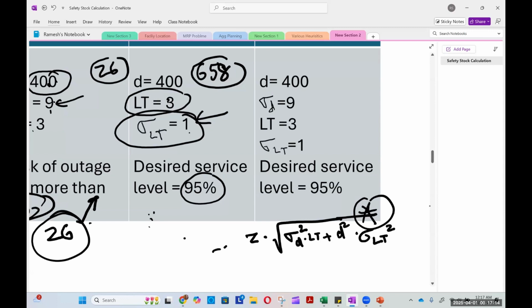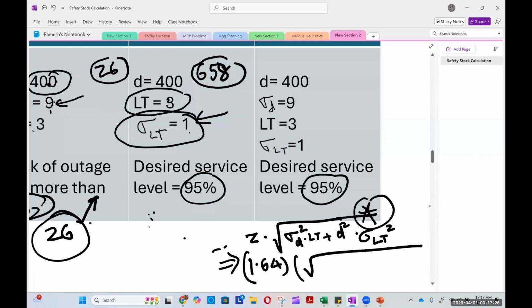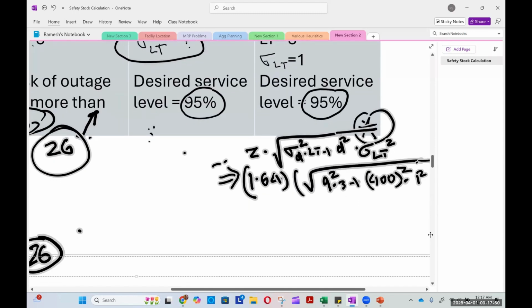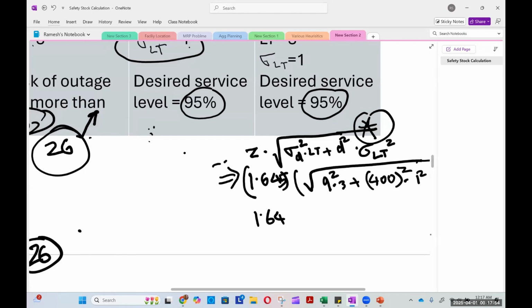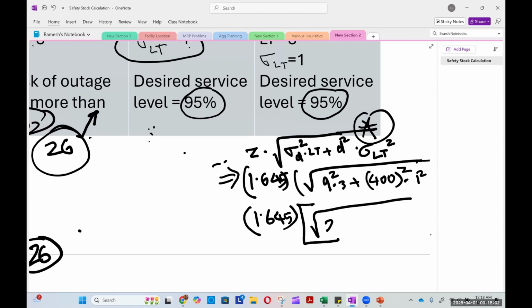All right, so let's go ahead and plug in. And again, this is 95%, so we know that this number is 1.645 times, you can plug in all the numbers. Demand variation is 9 squared times LT, lead time is 3 days, plus demand squared, 400 squared, times sigma LT squared. So 1 squared is going to be 1. So 1.645 times 81 times 3 is 243, plus 400 squared. Can I write all the zeros here?